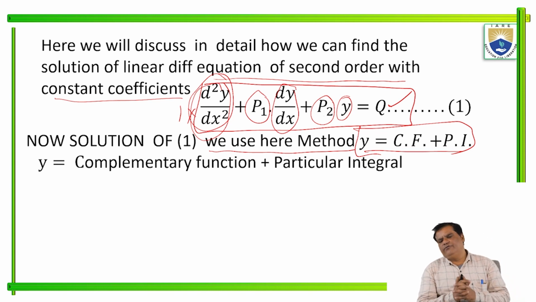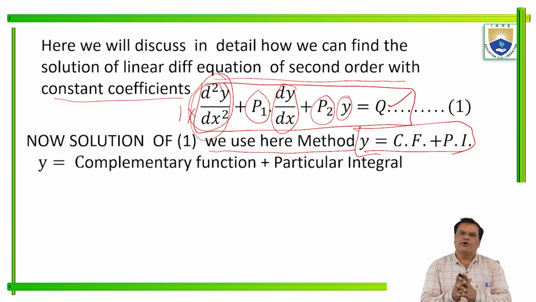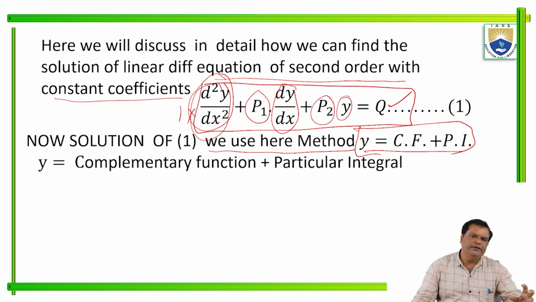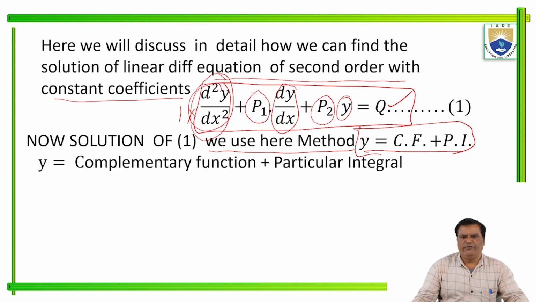In this equation, first we find the complementary function, and in the second part, we find the particular integral. Adding the complementary function and the particular integral, both solutions, we get the complete solution of the differential equation. In the solution of a differential equation, we always find the value of y on the left-hand side and some function of x on the right-hand side. That is the solution. For the complete solution, in the first part we find the complementary function, and in the second part we find the particular integral.